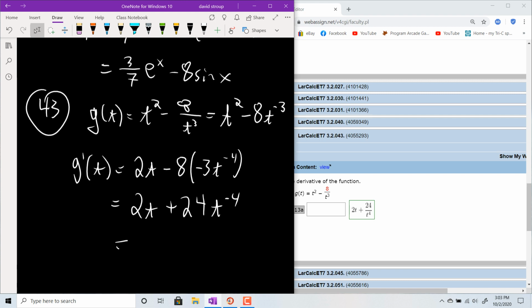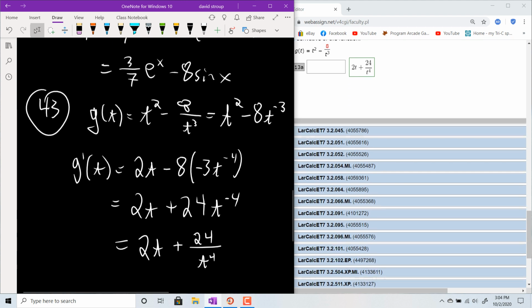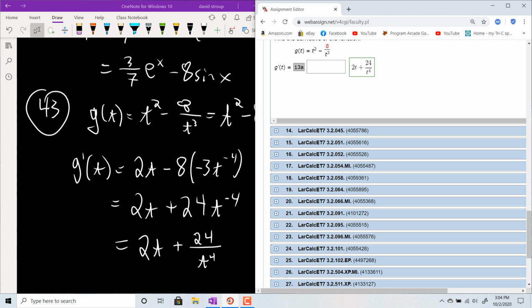And I don't know if WebAssign allows you to write it in with negative exponents, but you can get rid of the negative exponent by dropping it to the denominator. So you get plus 24 all over t to the 4th. Okay. So up to 57, I said. So let's try 54.